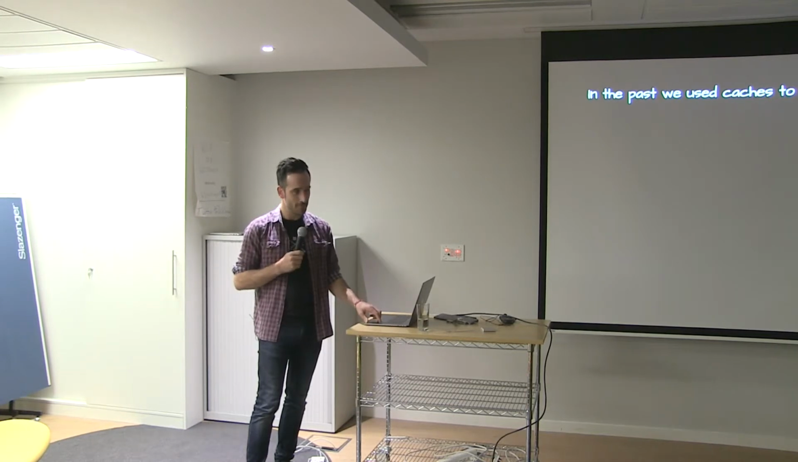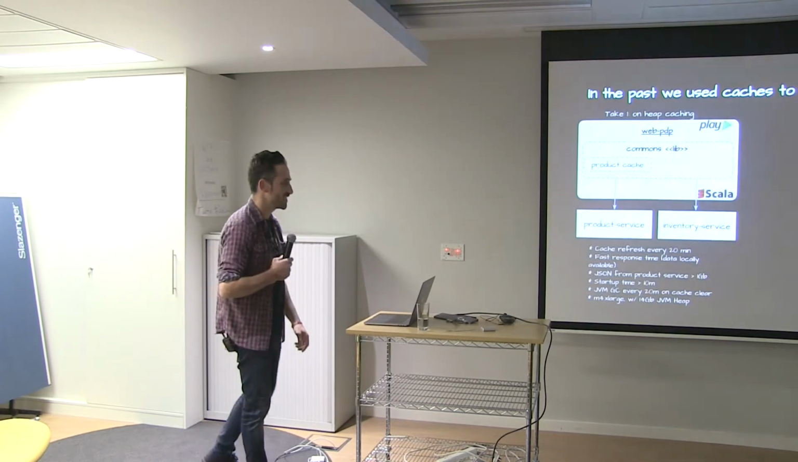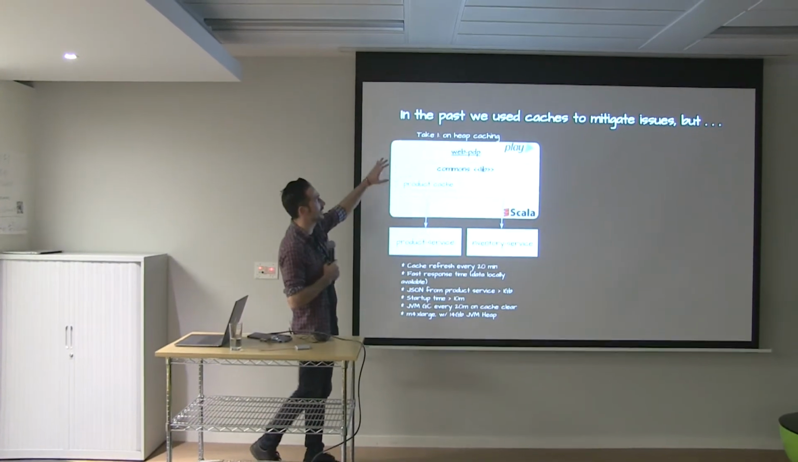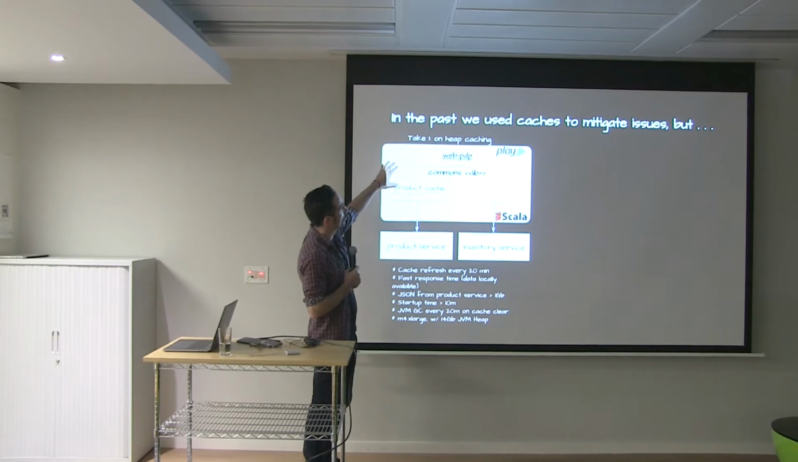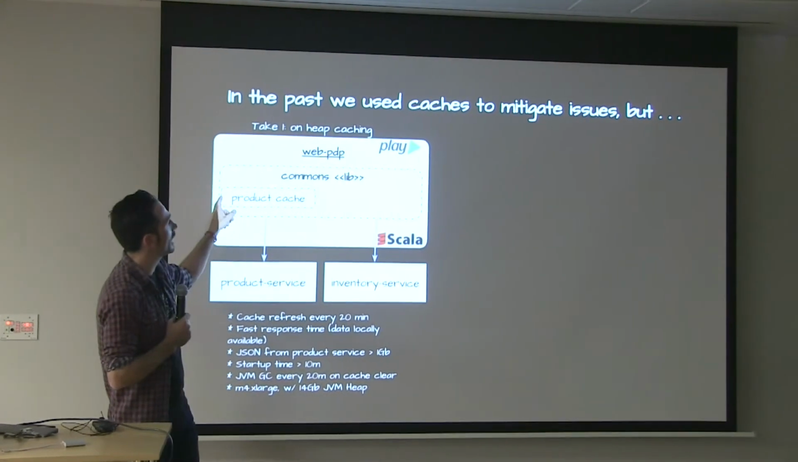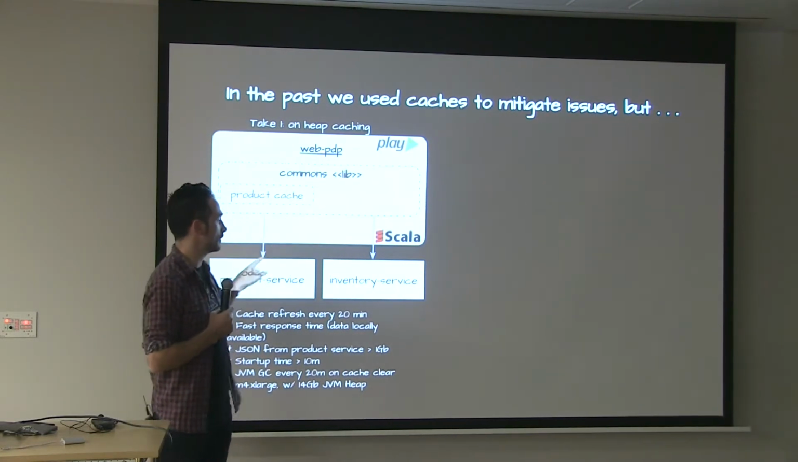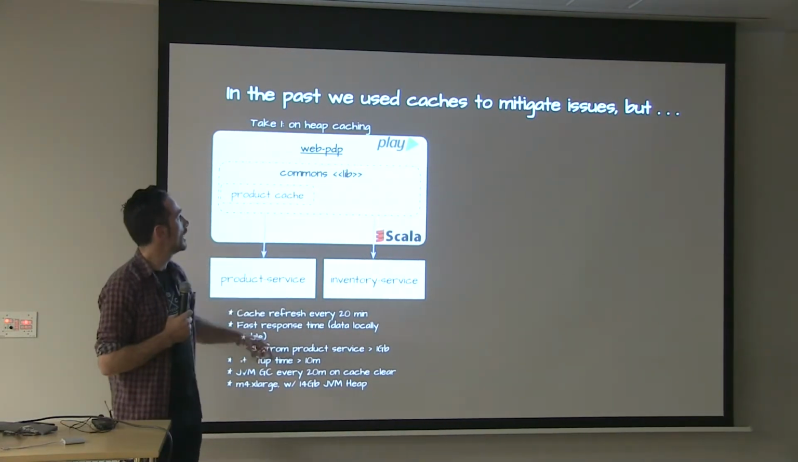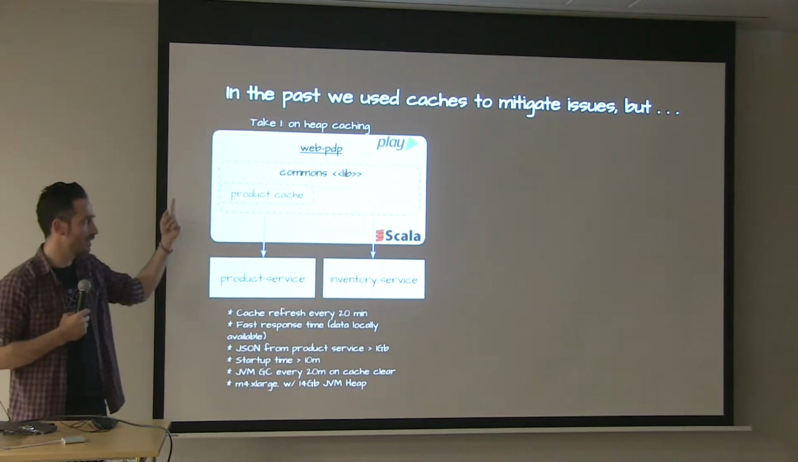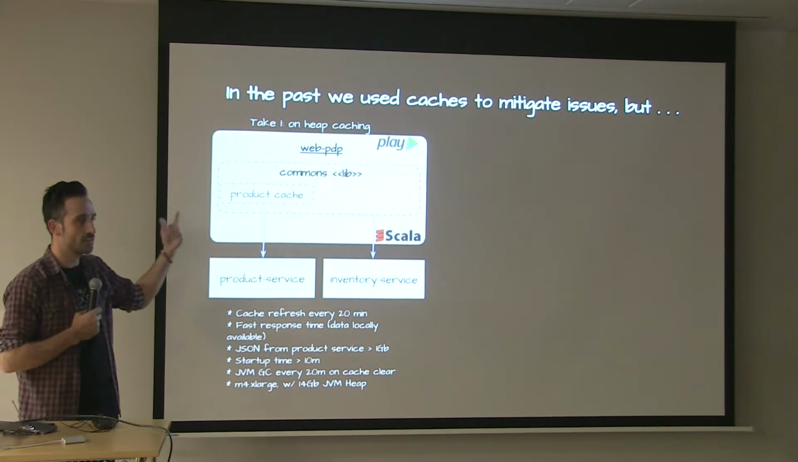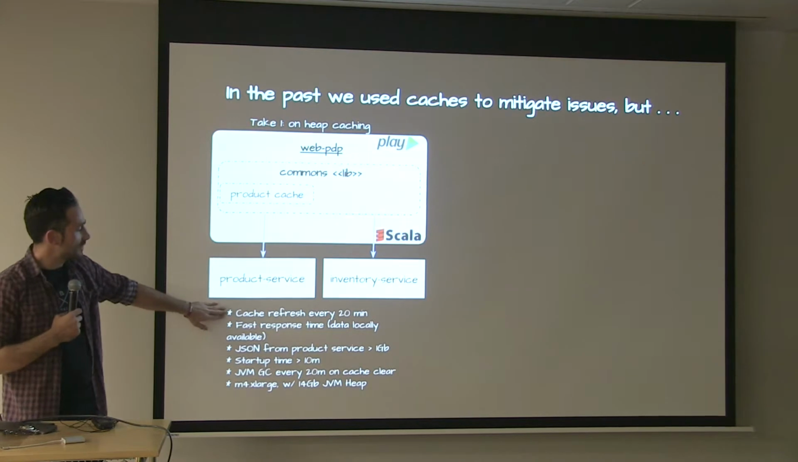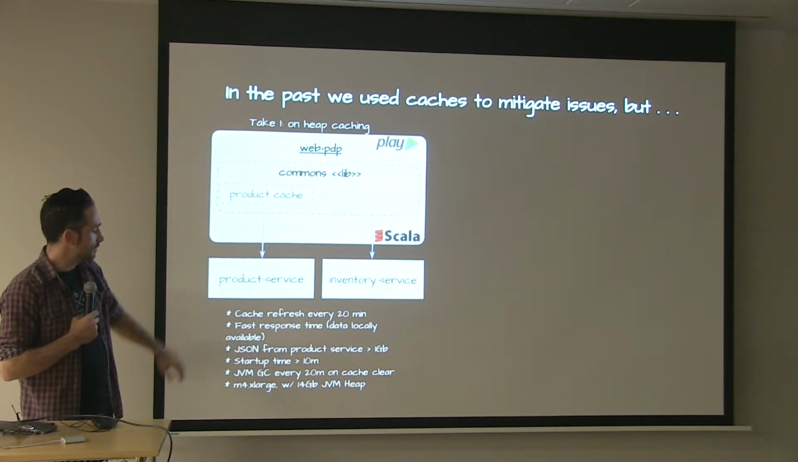So to mitigate some of these issues, in the past, we have used caches. Okay, the first take on it was to keep the data on heap. So for WebPDP, WebPDP was a Play Scala application. We built a commons library to interface our data services, okay? And there was this product cache. Since this pattern was replicated in a number of services, we decided to build the commons lib. So the commons lib refreshed the data every 20 minutes.